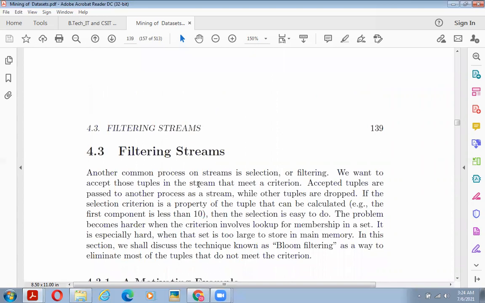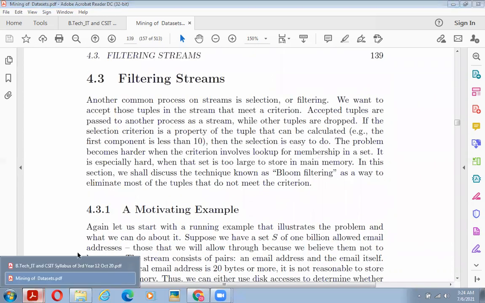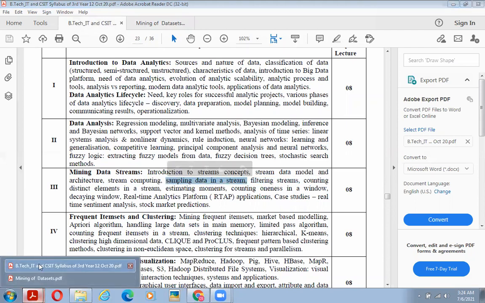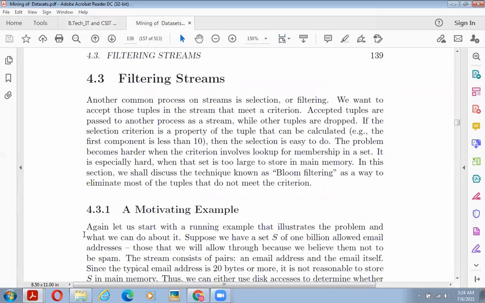Now the next topic in our syllabus is filtering streams. We have to understand what further sampling of data in the stream has been done. Now we go for how the filtering of streams will be done in this section. The famous filter we use in filtering streams is the Bloom filter, which is one of the most important points in our examination.